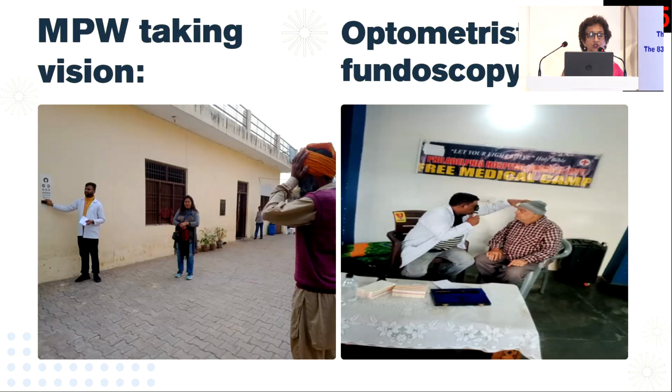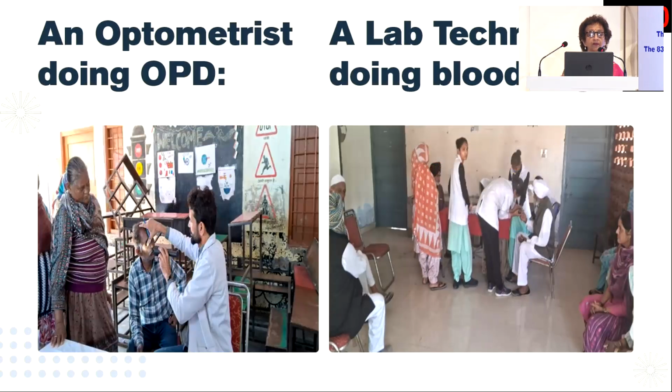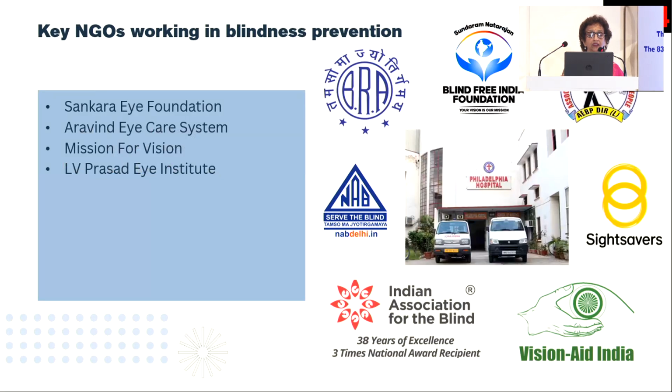These are a few pictures which show all the activities done in camp, that is taking vision, doing fundoscopy, then optometrist doing OPD, and lab technician ruling out diabetes by doing blood sugar. I would also like to address a few key NGOs working in blindness prevention: Sankara Eye Foundation, Aravind Eye Care, Mission for Vision, LV Prasad Eye Institute. These institutes are doing really good.